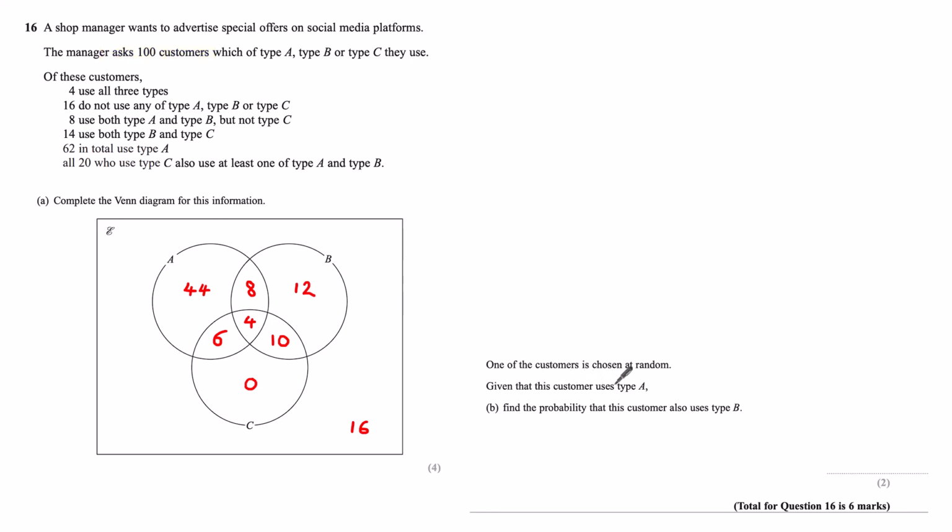One of the customers is chosen at random. Given that this customer uses type A, find the probability that this customer also uses type B. Well, we can see this directly from our Venn diagram. All of those that use type A are in circle A. We know from here that that is 62 in total. And of those 62, the number that use B is in this intersection here, which is 8 add 4. And so 12 over 62 is the probability that this customer also uses type B.